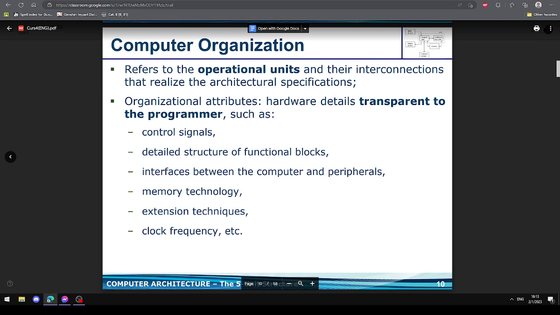Computer organization refers to the operational units and their interconnections that realize the architectural specifications. Organizational attributes: hardware details transparent to the programmer, such as control signals, detailed structures of functional blocks, interfaces between the computer and peripherals, memory technology, extension techniques, clock frequency, etc.